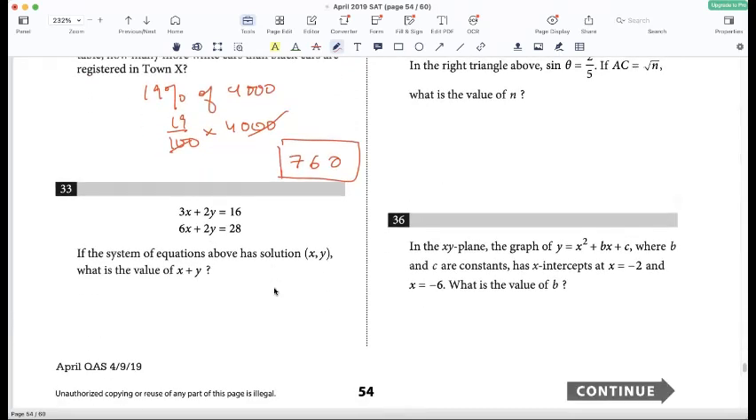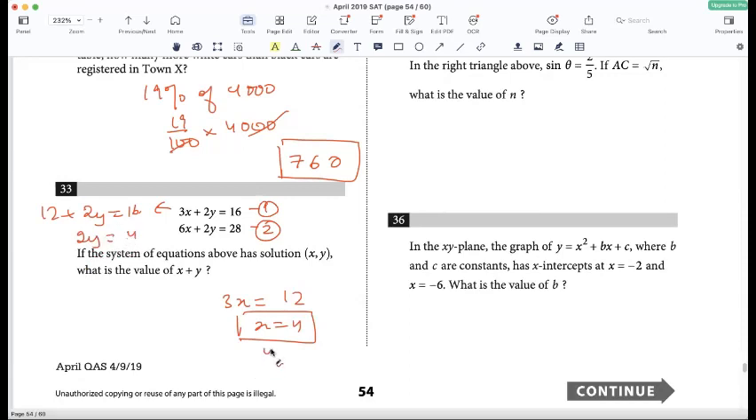If the system of equations above has the solution (x, y), what is the value of x plus y? Okay, so I'm just going to subtract equation 1 from equation 2. So I'll get 3x is 12. So x is 4. And if I put x is 4 here, I get 12 plus 2y is 16. So 2y is 4. So y is 2. So x plus y is 4 plus 2, 6.